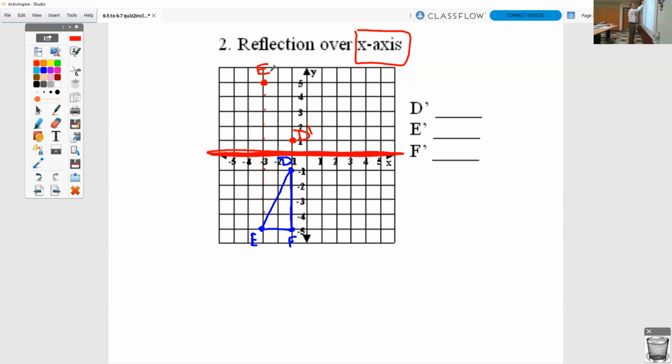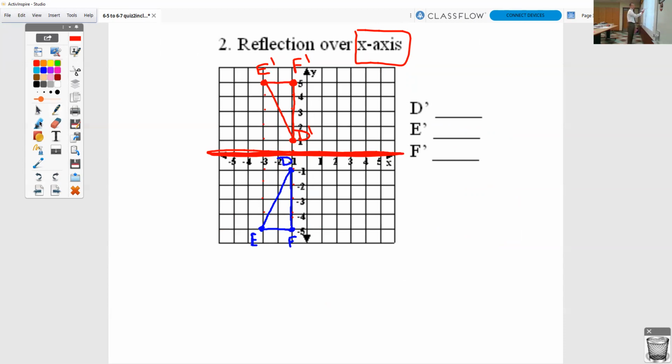This is E prime. F is 1, 2, 3, 4, 5 places to the line. 1, 2, 3, 4, 5 places away from the line is F prime. Connect your dots. There's your new shape. Again, it's that flipped opposite mirror image. Same size, same shape. If we folded our paper right along the x-axis, those two shapes would match up perfectly.